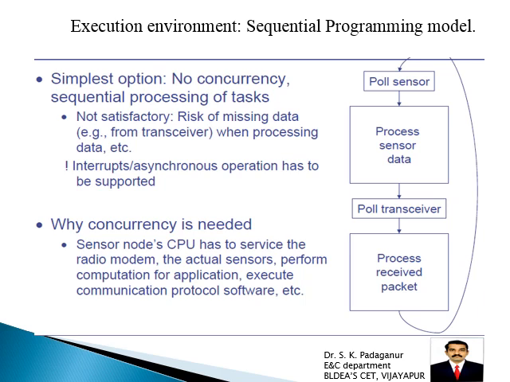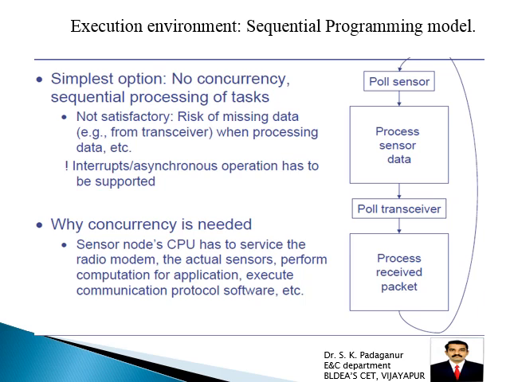In the sequential programming model, all the sequence of execution takes place sequentially, one after the other. So no concurrence, no parallel operations. It's the simplest programming model. The only thing is, there is a risk of missing data.